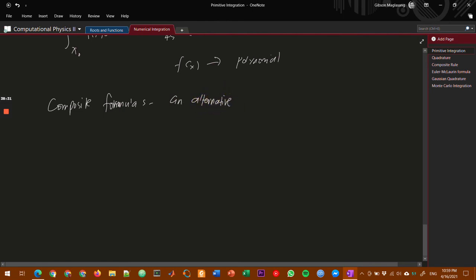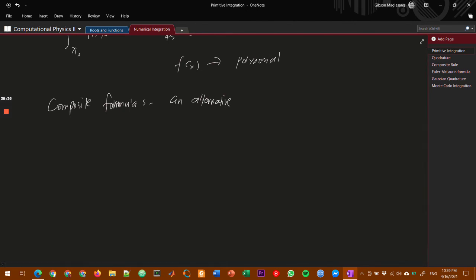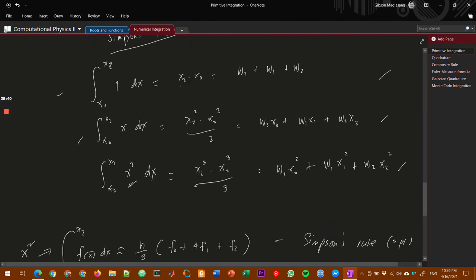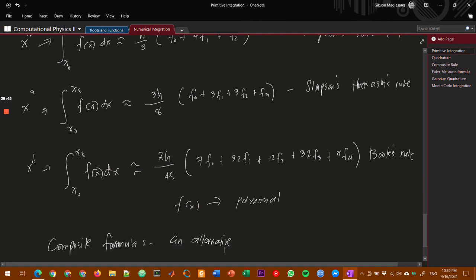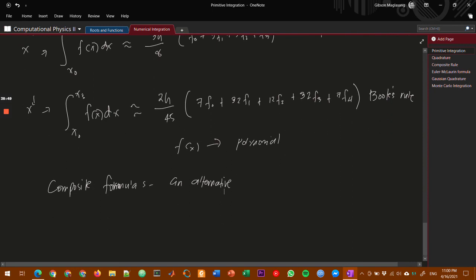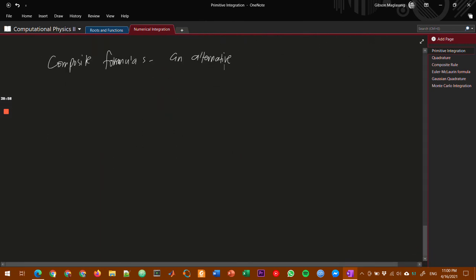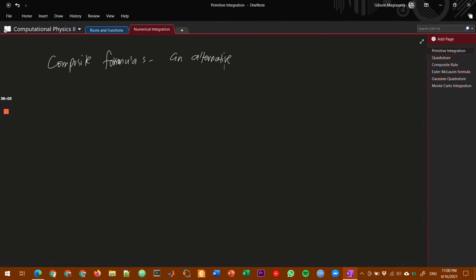So we can look for a very good alternative in evaluating integrals instead of doing the higher order approximation, katong higher order ta from trapezoid, higher order ta to Simpson, which is squared, Simpson's 3/8 rule, cubic, Boole's rule, we have quartic. So instead of moadto ta sa higher nga order approximation, we can just use the trapezoid. Okay, masayin man ang trapezoid. And then what we will do is we will divide the integration area into many parts or many segments.